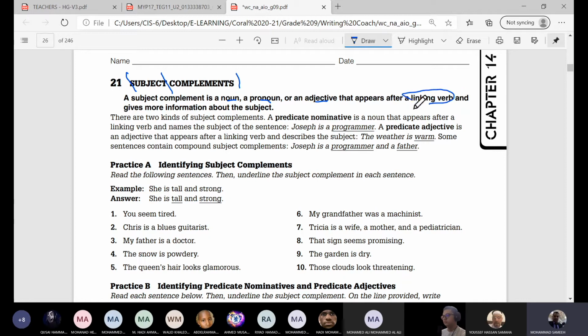Please forget all about the action verbs. So now we have 5 complements. 3 come with action, transitive verbs, and 2 come with the linking verb. 3 with action, 2 with linking. Ya Muhammad, wait. So linking verbs are to be considered within this lesson. Subject complements. What are the subject complements?